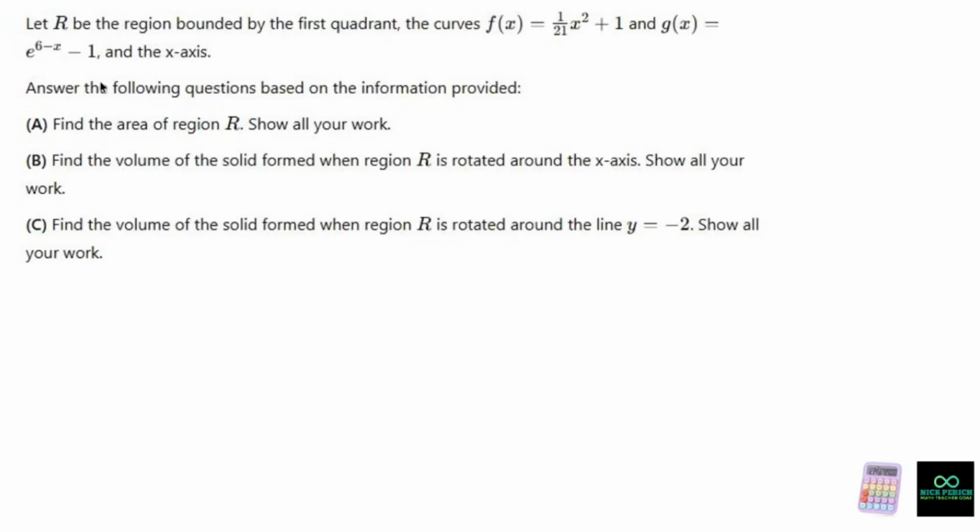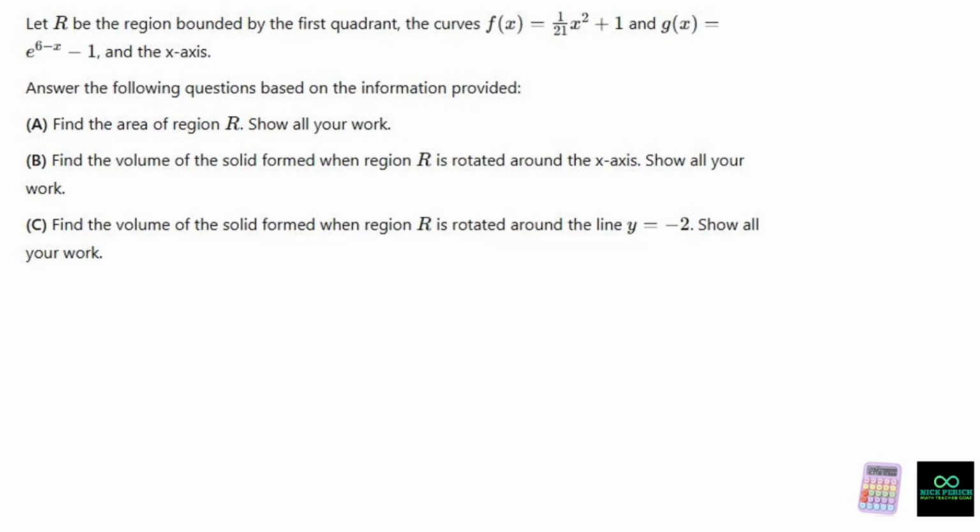Okay, free response question numero dos. We have ourselves calculator stuff, and if you're looking ahead, you're going to be like, yeah, I'm going to need a calculator for this one. You are. Let R be the region bounded by the first quadrant.